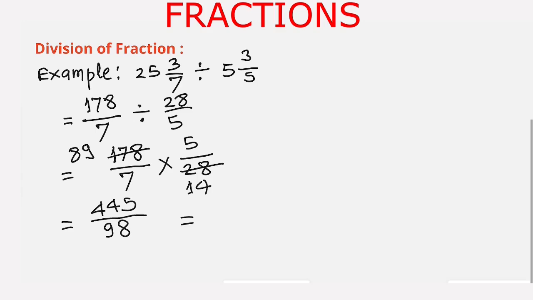Now 445 upon 98 is equal to 98 divides 445 for 4 times. 4 times 98 is 392, and 392 when subtracted from 445, 5 minus 2 is 3, and 44 minus 39 is 5 upon 98. So this is equal to 4 whole and 53 upon 98. I hope you have understood the division of fraction.